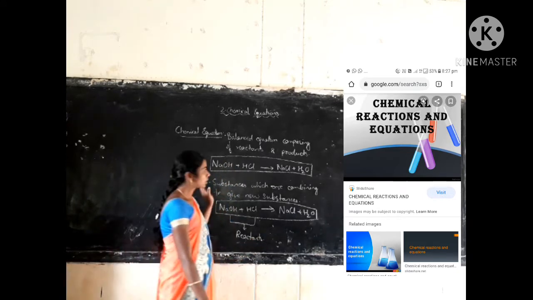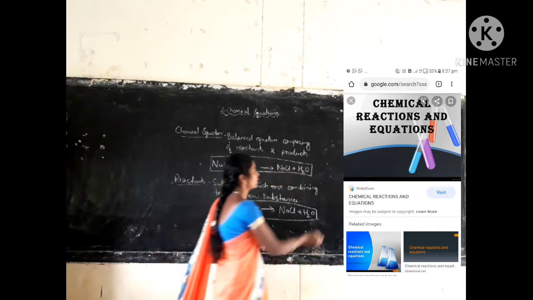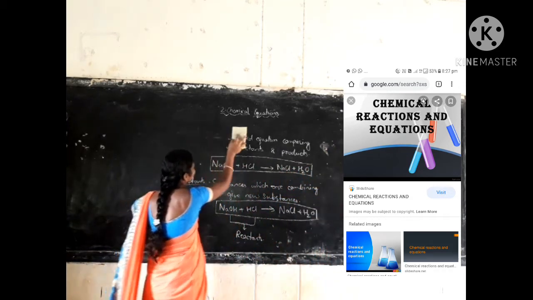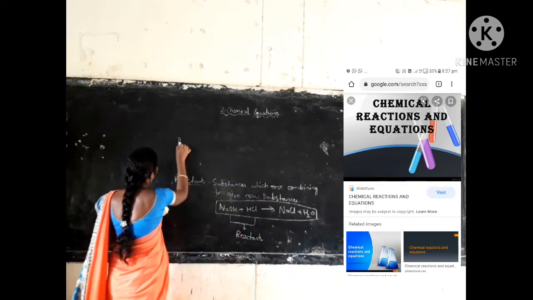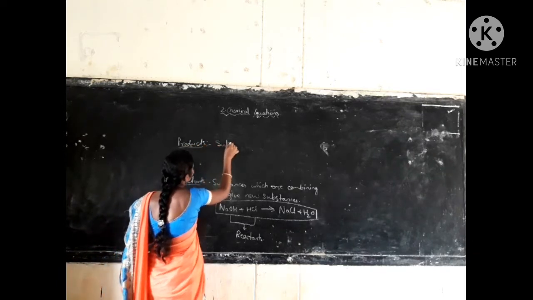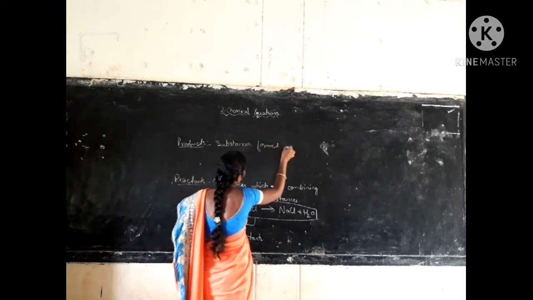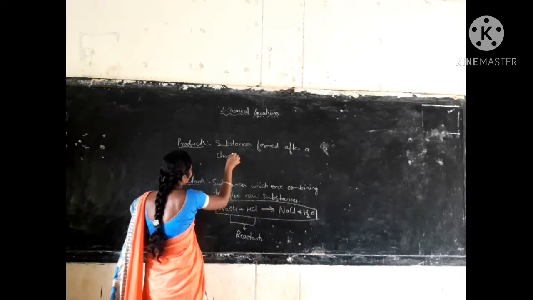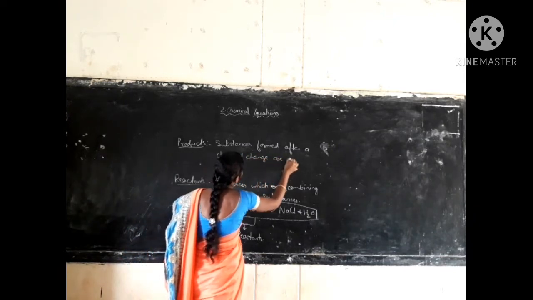Now let us see what the products are. Here, NaCl and H2O are the products. So what is the definition? Product: substances formed after a chemical change are called products.